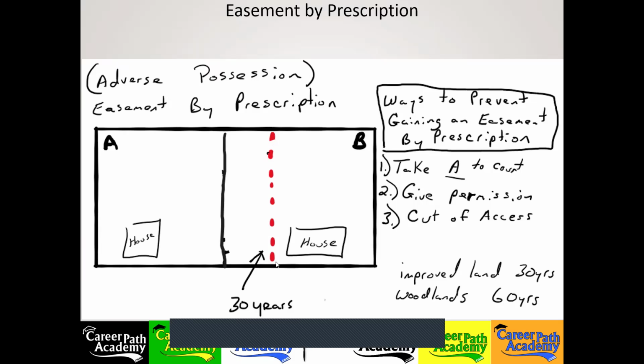If that fence is there for 30 years, can lot owner A claim ownership of all of this land? If it was not for 30 years? No, it was used for 30. This fence has been here for 30 years. Okay. Can lot owner A claim the ownership of this land here?